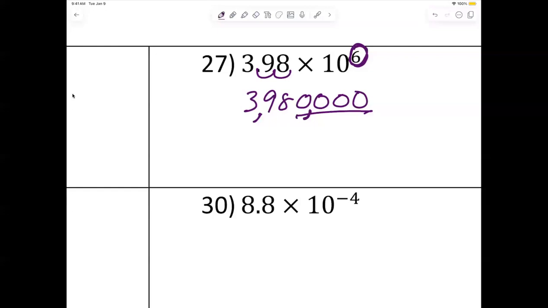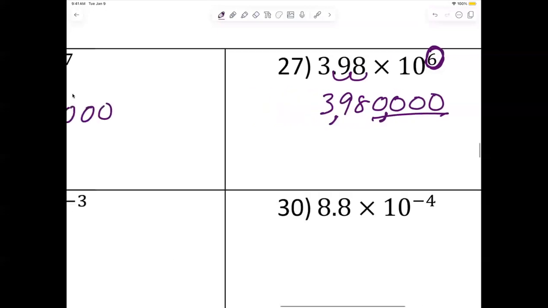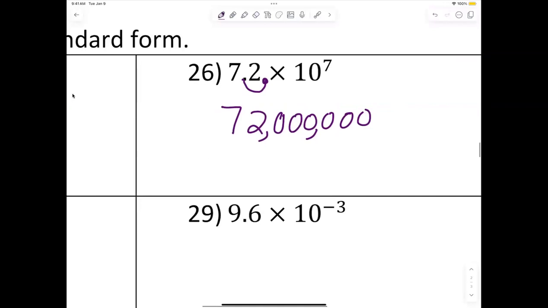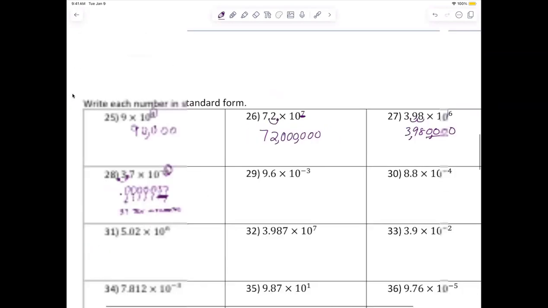You with me? Yeah. All right, let's look at 26. How many places do I move the decimal, Luca? Look at 26. How many places do I move the decimal? So how many zeros do I need? There you have it. I think that you should be able to treat this.